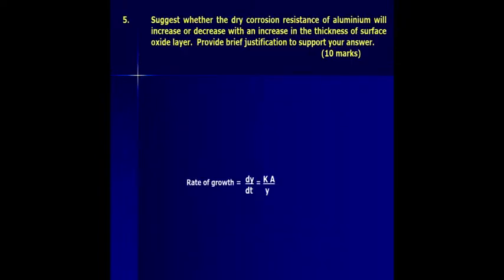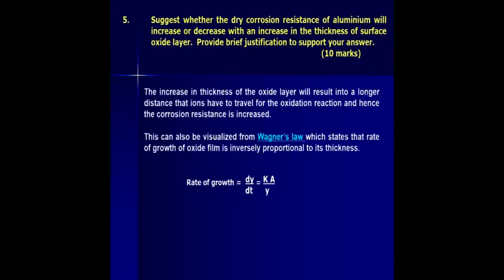Suggest whether the dry corrosion resistance of aluminum will increase or decrease with an increase in the thickness of surface oxide layer. This thing I discussed during the lecture. I said the more you make the layer thicker, the more distance the ions have to travel and more time it will take for the corrosion to take place. So this answer was discussed in the lecture many times.